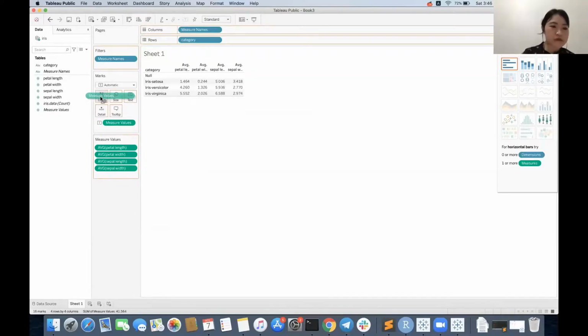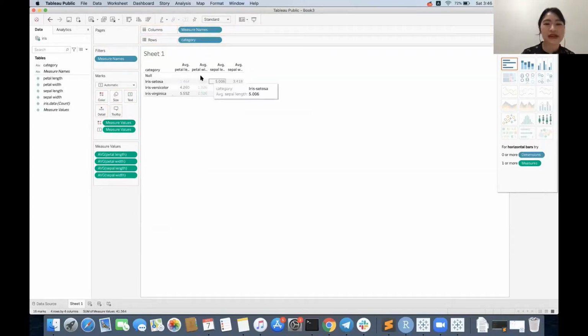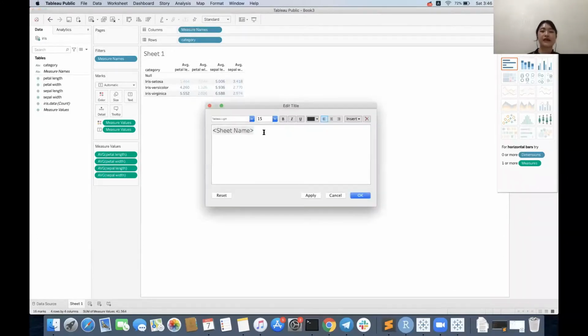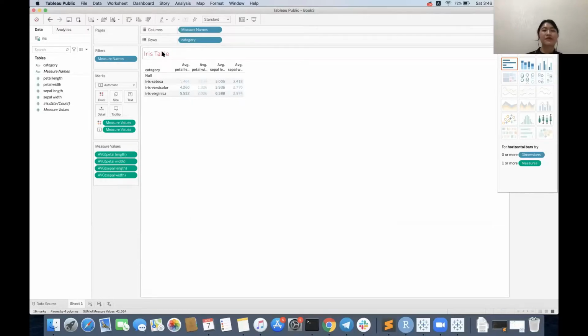So you can just push the major value into here. So you can see the color is changed, right? And then this is the table that you can do like this. And if you want to just change the title name, you can just click here. For example, iris table. And you can just give it the different color. And then apply. Okay. So the title is changed, and with the red number.